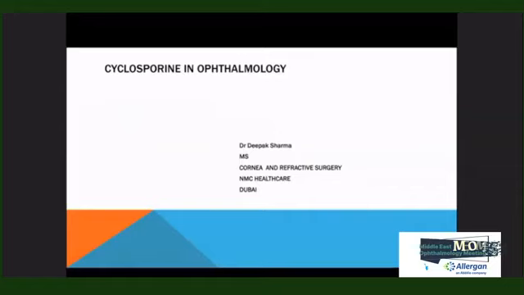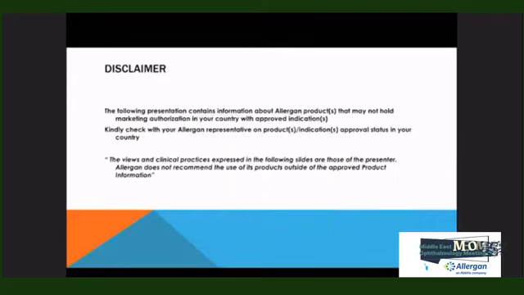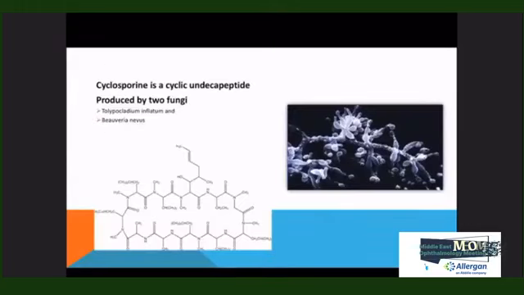I'll be speaking about the role and indication of cyclosporine in our field. So cyclosporine is a cyclic undecapeptide produced by the fermentation of two fungi, Tolypocladium inflatum and Beauveria nivea.